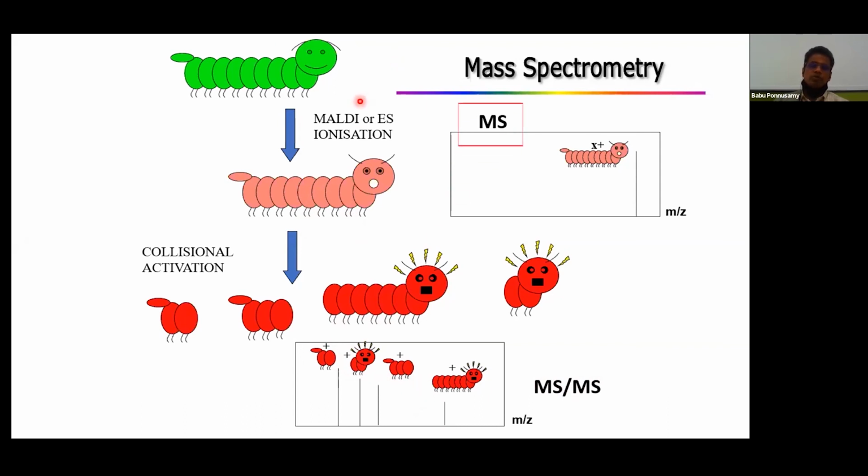So we use both MS as well as MS/MS techniques, what we call tandem mass spectrometry techniques, for identification and characterization of various quality attributes.